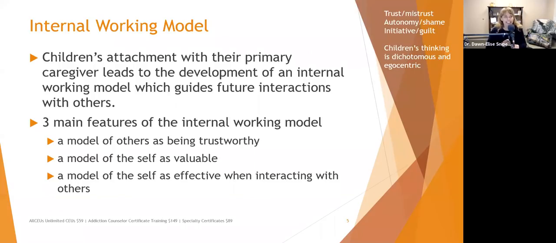During this phase, when they're forming this relationship, this is how they're thinking. It's all about me. It's either all or nothing. And can I trust? Yes or no? It's not a sometimes. It's a yes or no. Children's attachment with their primary caregiver leads to the development of an internal working model which guides future interactions with others.